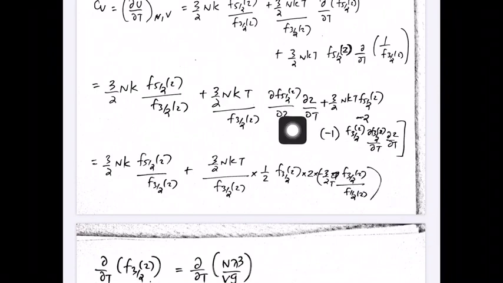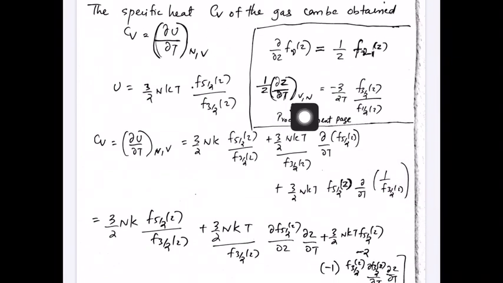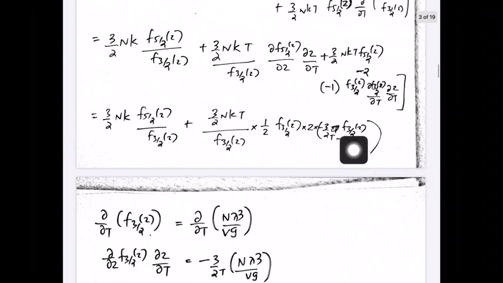Here we have ∂/∂z of f_{5/2}(z), that is (1/z) f_{3/2}(z). Okay, and ∂z/∂T, from this ∂z/∂T is z into -3/(2T) f_{3/2}(z)/f_{1/2}(z). Okay, so that is written here. The same thing is done here also.